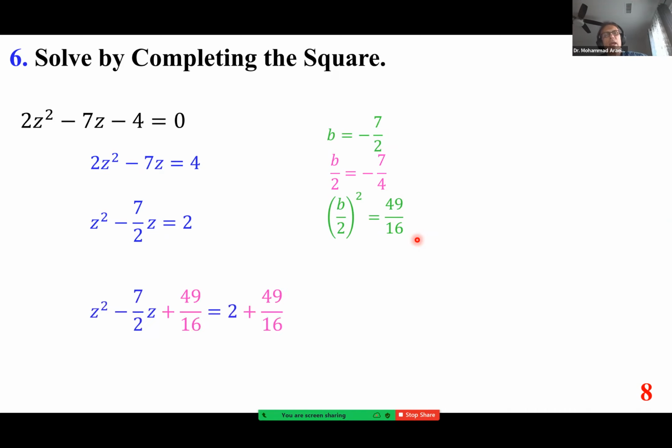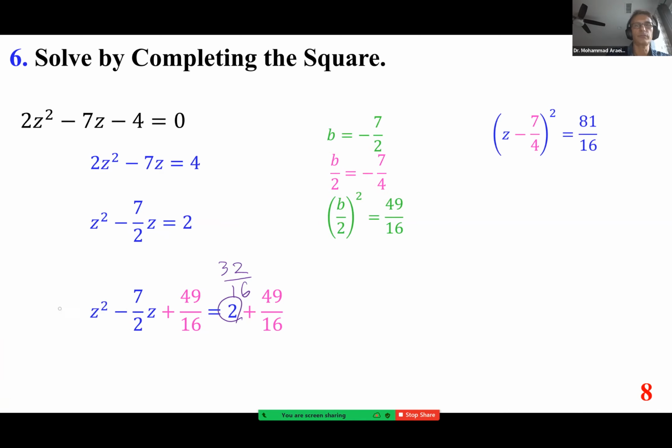And how do we write this? We write the same variable. Instead of x, we need z here. And remember what sits next to it, b over 2, including the sign, so minus 7/4. And the right side, you add them up. Bear in mind that this number 2, because the denominator for the next one is 16, is 32 over 16. And therefore, we get 81 over 16.